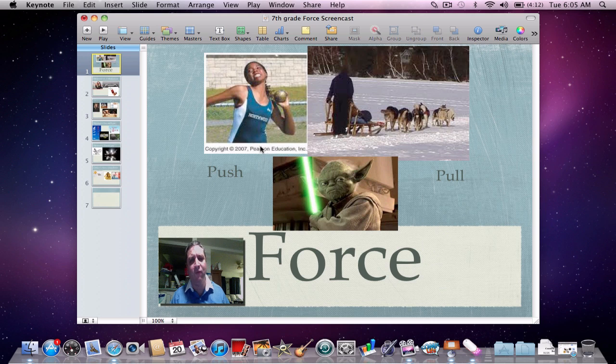But a force is defined as a push, like this girl here, or a pull, like these dogs. It's a push or a pull that causes a change in acceleration, a change in velocity. Now remember, velocity has both a value and a direction. So if I change either the direction or the value of that velocity, I have acceleration. If there's force, there's acceleration. If there's acceleration, there was a force to cause it. If there's not, then there's no force. Okay, so let's go on to the next slide.